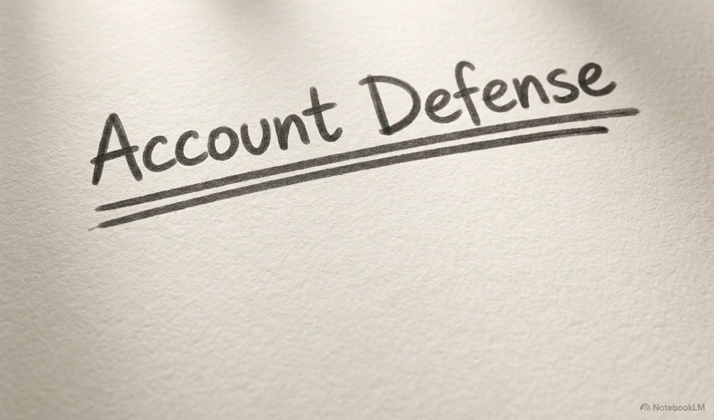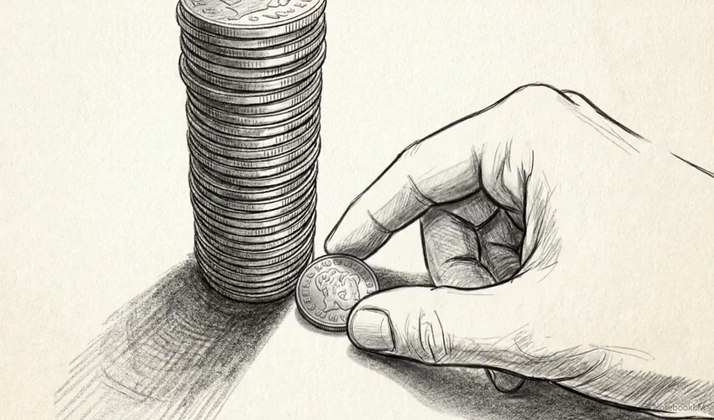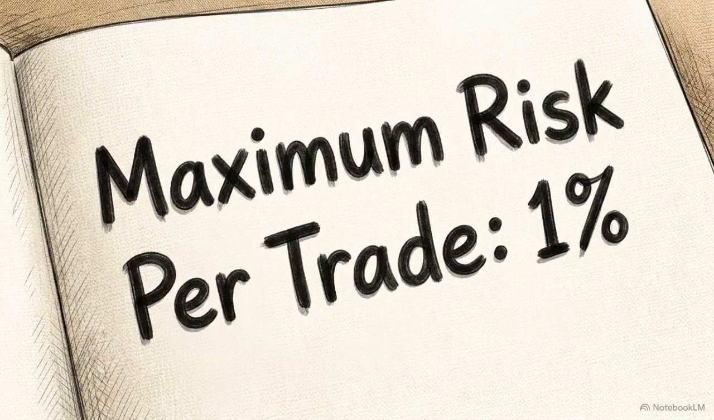Now turn to a fresh page in your trade book and title it Survival Rules. These are non-negotiable. Rule 1. Never risk more than 1 to 2% of your total account capital on any single trade. It does not matter how perfect the setup looks, you strictly limit your exposure.